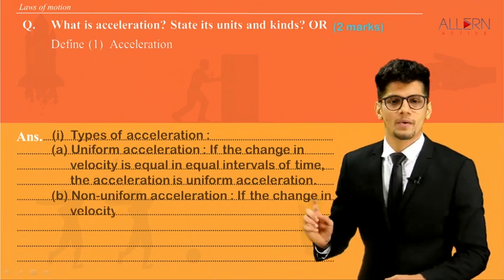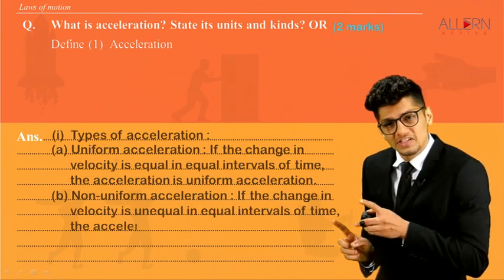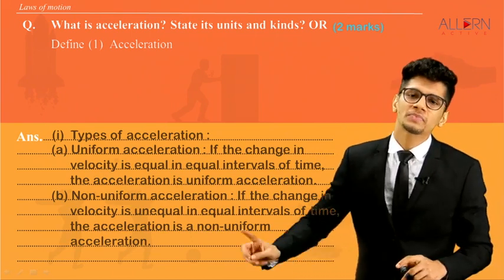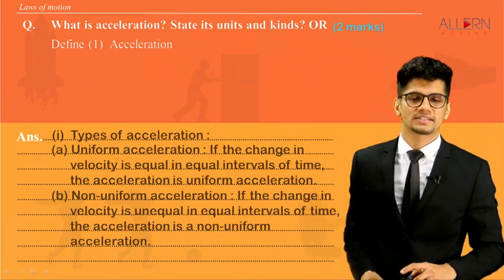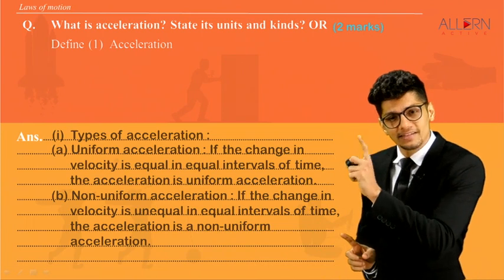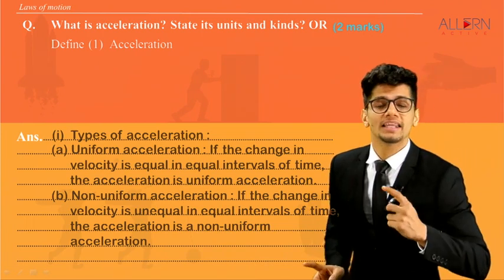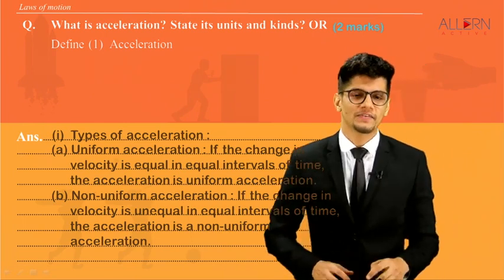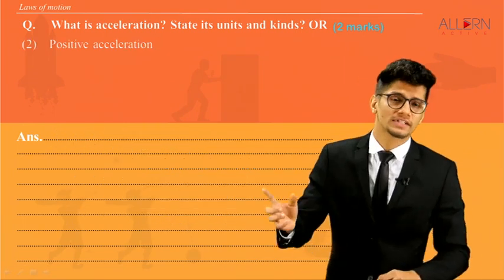Now, non-uniform acceleration. Now, if the change in velocity is unequal in equal intervals of time, the acceleration is a non-uniform acceleration. So here equal changes in velocity, and over here unequal changes in velocity, but both will have equal intervals of time. Now let's talk about positive acceleration.